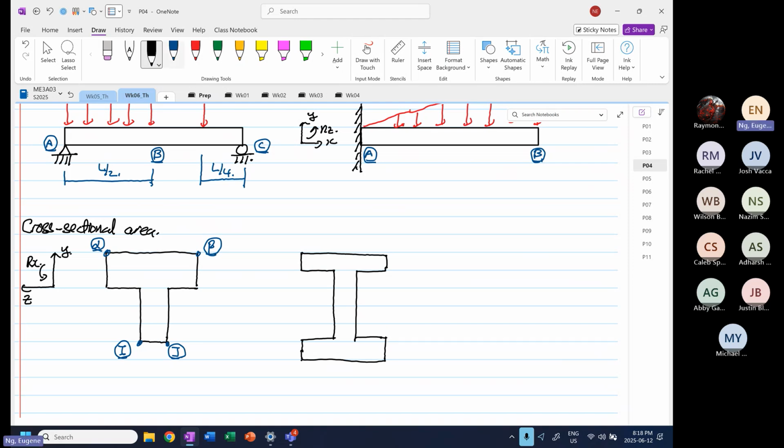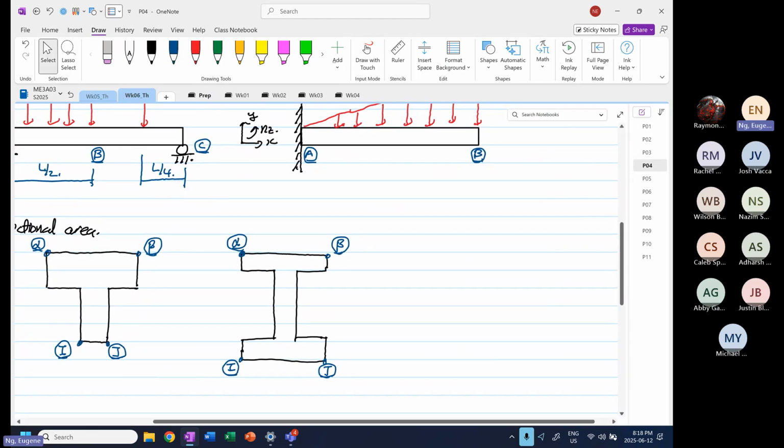Okay. So again, this is our point alpha, beta, I, and then J. And then the last one, okay, is a box.